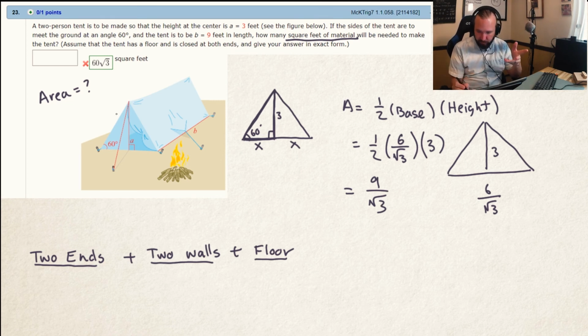Yeah, but there's 2 of them. So now to get that total area of this piece and the one in the back there, I need to double this answer. So for both ends, if I double that, I'm going to get 18 over the square root of 3. Okay.